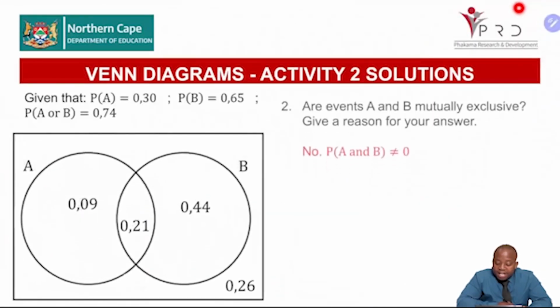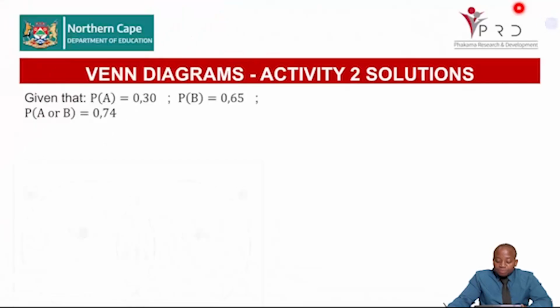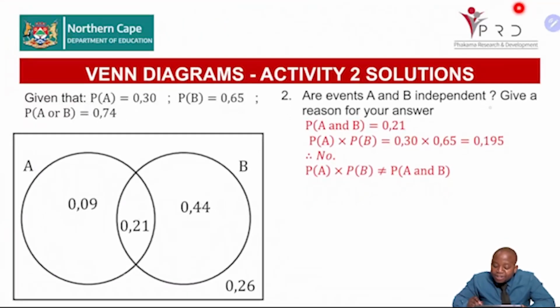Now, let us look at number 2. Are the events A and B mutually exclusive? No, because the probability of A and B is not equal to 0, meaning we have an intersection here. We have the intersection, and the probability of A and B occurring is 0.21. Are the events independent? Give a reason for your answer.